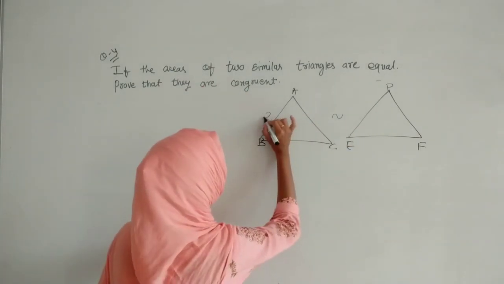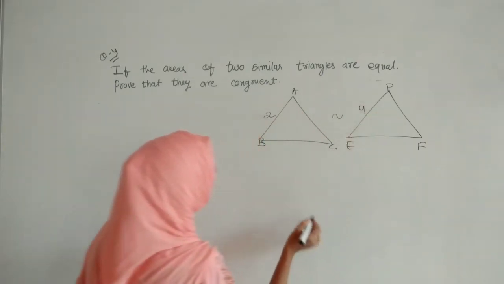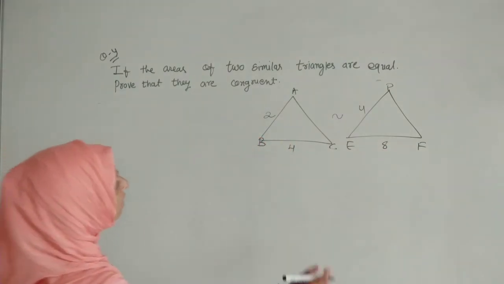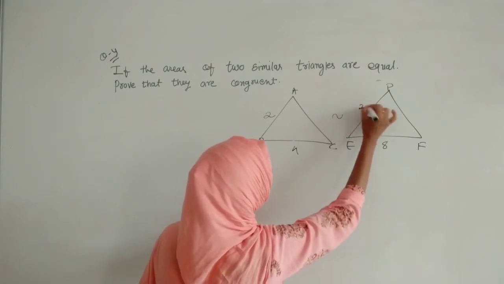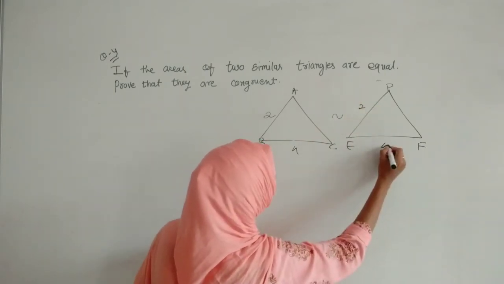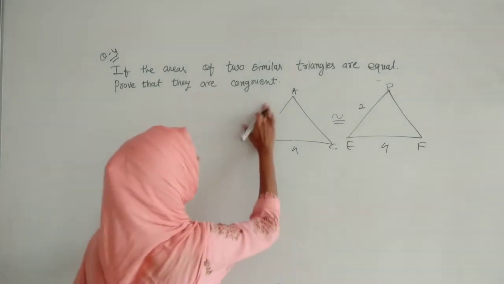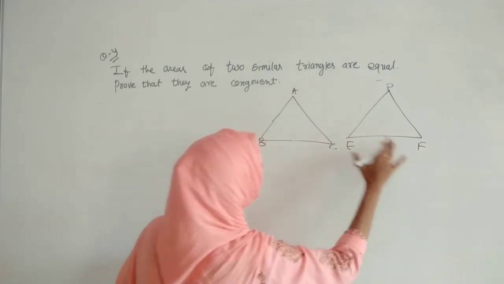Similarity means if this side is 2, this could be 4, and if this one is 4, it could be 8. But what we have to prove is that if it is 2, then it should be 2, and if it is 4, it should be 4, then only it will be congruent. So here similarity is given, but we have to talk about congruency of the triangles.